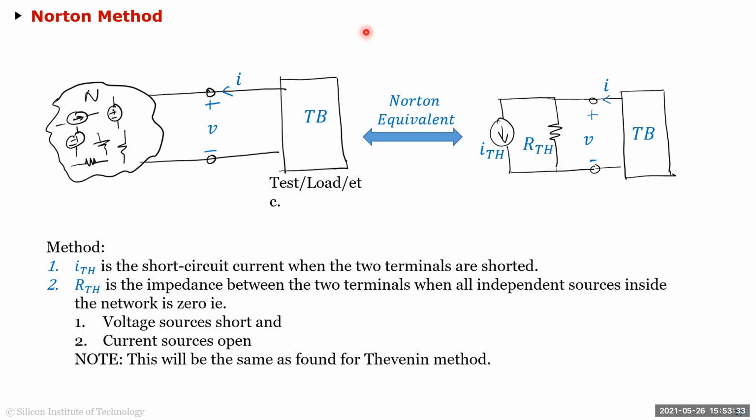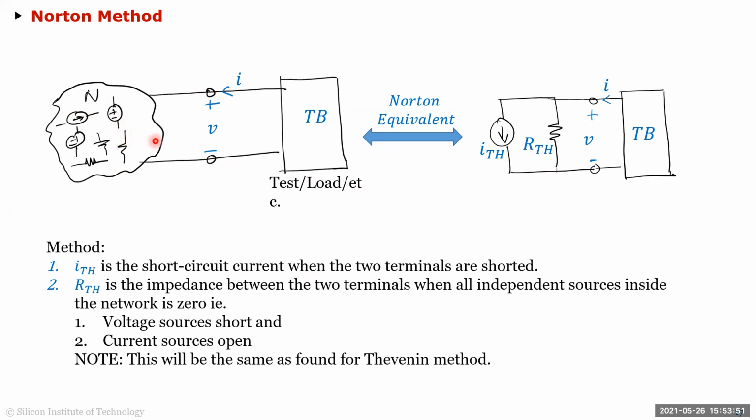And how do you find these elements? ITH is the short circuit current. So you actually short this node over here. You don't zero anything inside. You just short it and measure the current. That's your ITH.